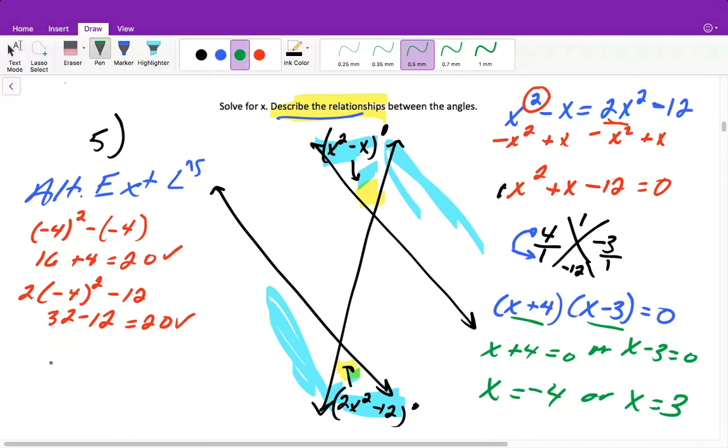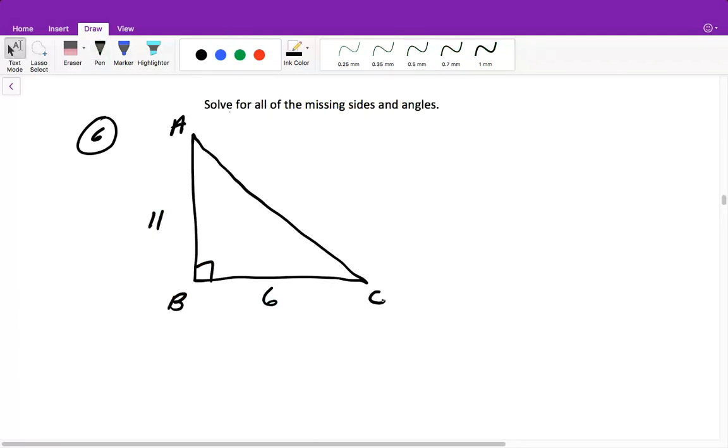We plug in 3. Does 3 squared minus 3, which is then going to be 9 minus 3, which is 6, equal 2 times 3 squared minus 12? 3 squared is 9 times 2 is 18 minus 12 is equal to 6. So this one works as well. So both work, so both are a solution. If you plug it in and your angle is negative, then you will reject it. Or if you plug it in and for some reason it doesn't give you the same answer both times, then you made a mistake somewhere.